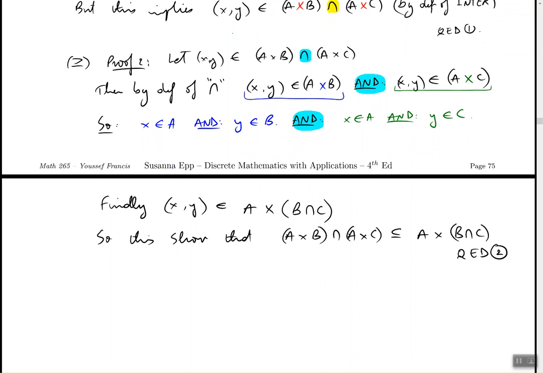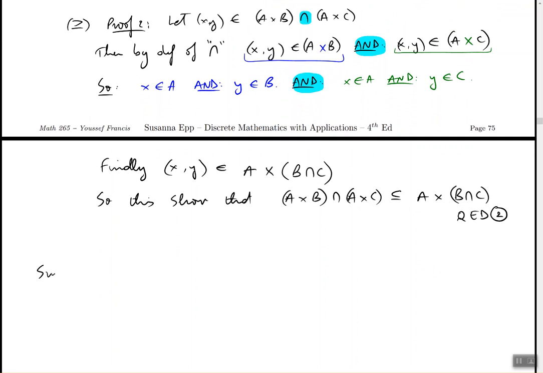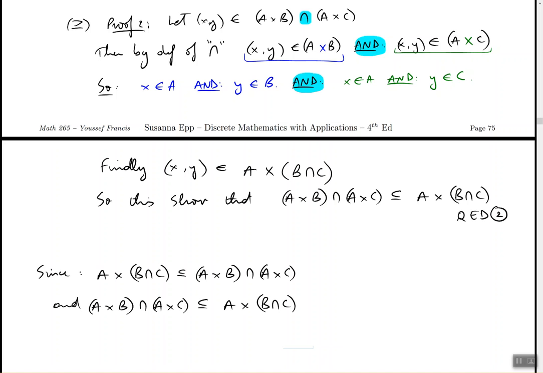Okay, so let's finalize it. Since in part 1 we said this, and in part 2 we said this, then this would imply the equality. Then we have equality. And this is the end of the proof. So QED.